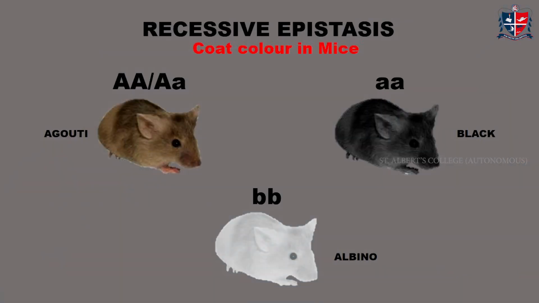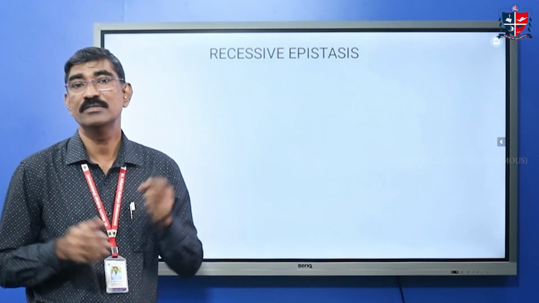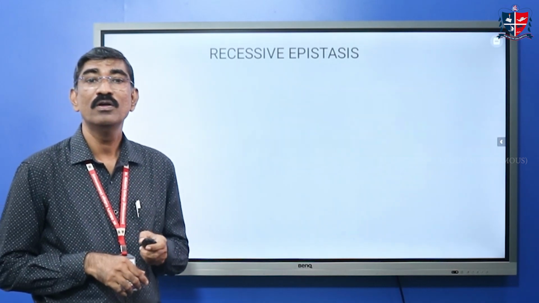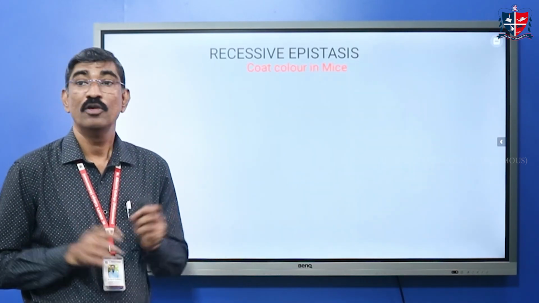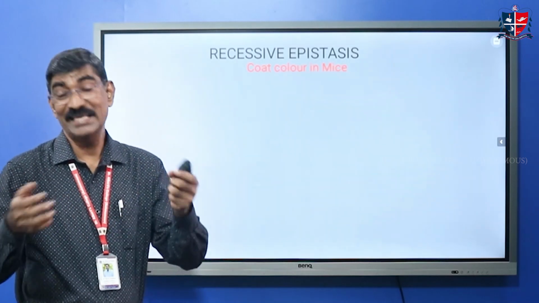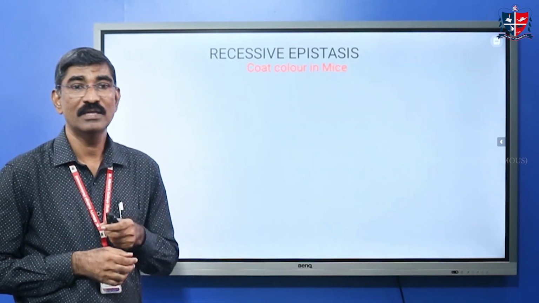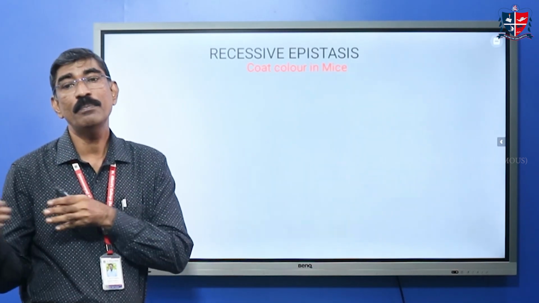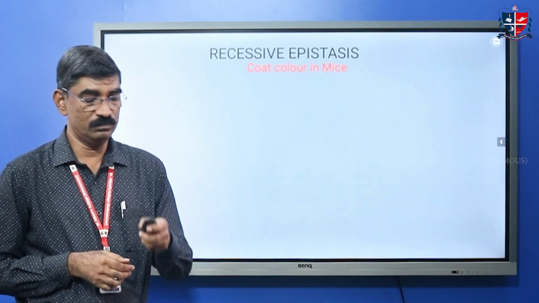Now let us see how this recessive epistasis functions. The typical example for such an inheritance is coat color in mice. You might have seen mice, and these mice can have different colors, and this color is based on the type of inheritance it is showing.